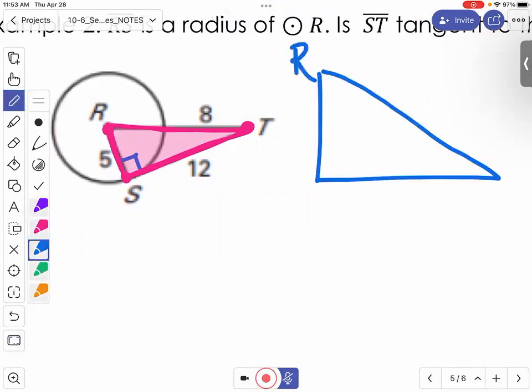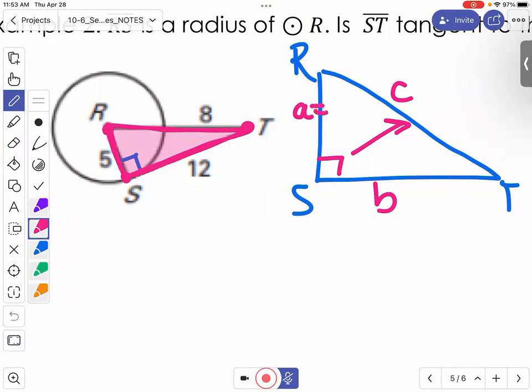We have R as the center of our circle, S was the possible point of tangency, T was on the outside. Point S had the right angle, and if I'm using Pythagorean theorem, across from that is my C side. The A and B, in all honesty, do not matter which is which. I let my shorter side be A and the longer one be B. So R to S, it says, is 5. So then my A side is 5.